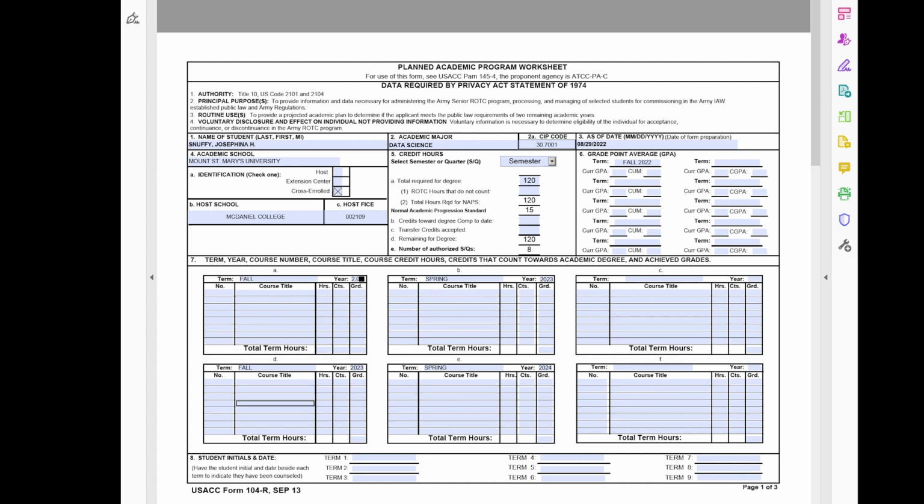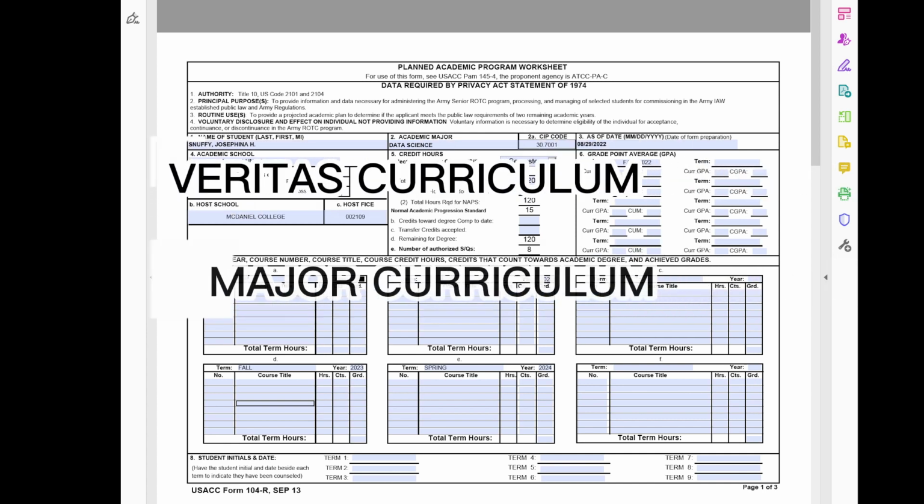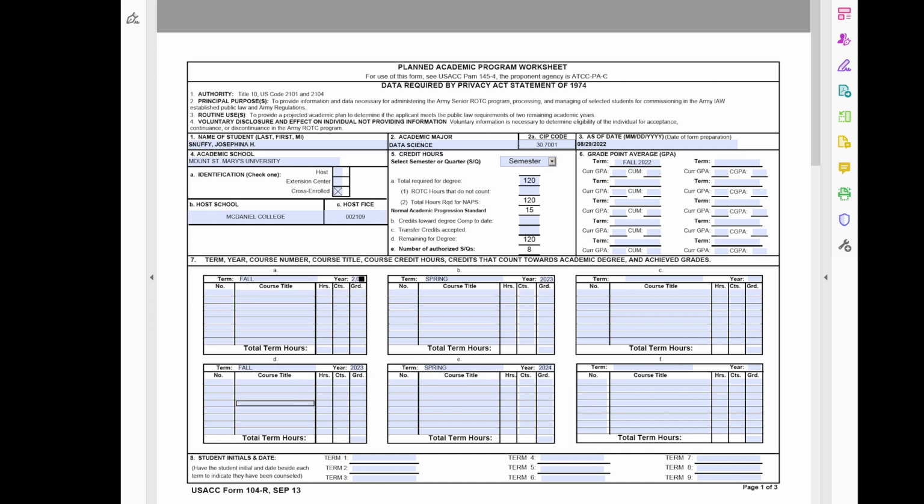Now, if you viewed video 2 in this series, you might remember that there are 3 types of curriculum that must be completed by cadets in order to graduate and commission as a second lieutenant. To recap, those 3 are the Veritas curriculum, your major or concentration curriculum, and your ROTC curriculum. Some schools and ROTC programs have tools that will assist you in the creation of your 104R. In this video, I'm going to fill out the 104R as though I don't have any of those tools available.